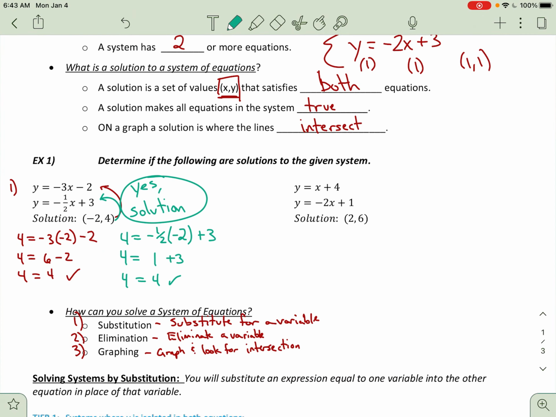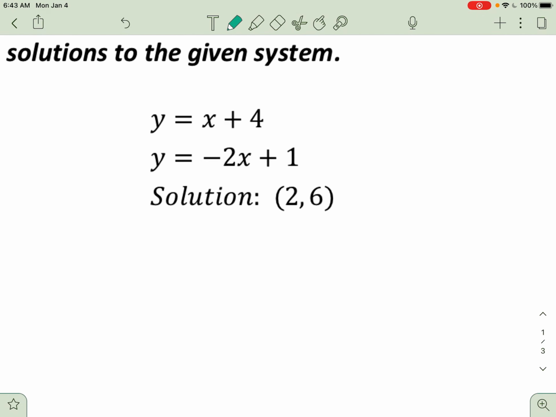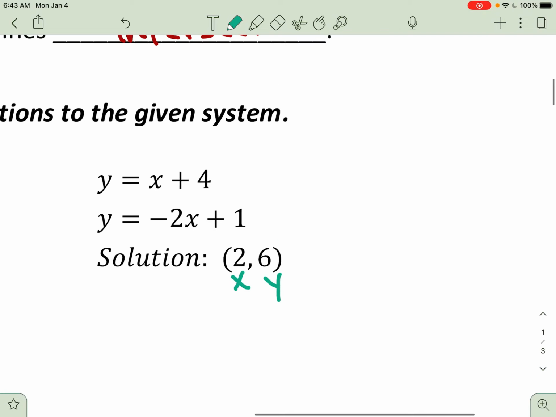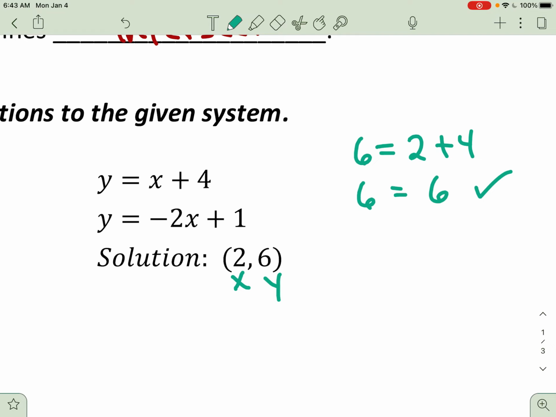Okay. All right, so we're going to try with this second example. So x plus 4 and negative 2x plus 1, those are the two equations. 2 comma 6 is my x and my y. So I'm going to plug it in up here. Y is 6, x is 2. Okay, 6 equals 2 plus 4 is 6. So the first one checks out.